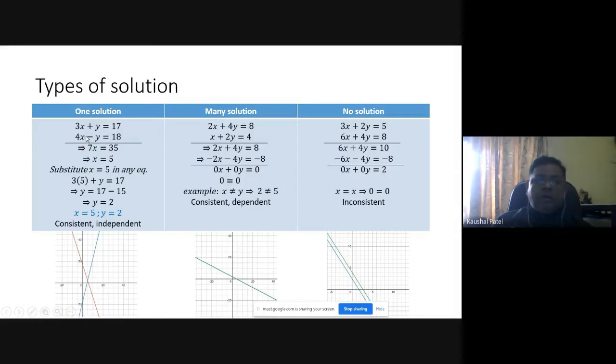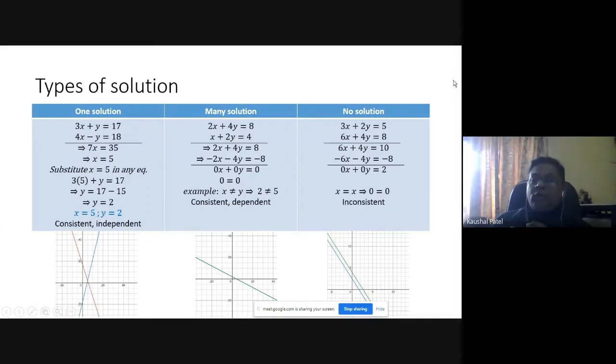In the one-solution case, this is the way we can check whether the system is consistent or not, and the values are independent. It does not depend on the first one. Whenever we go with the many-solutions case, suppose we use this system of equations, and using subtraction of the corresponding variables, we get 0x + 0y = 0. Here 0 equals 0 can be achieved, but it is not clarified what values of x and y we can select. So x and y must be dependent, and the system is consistent, because the left-hand side and right-hand side are both satisfied.